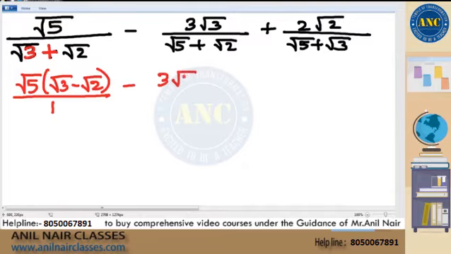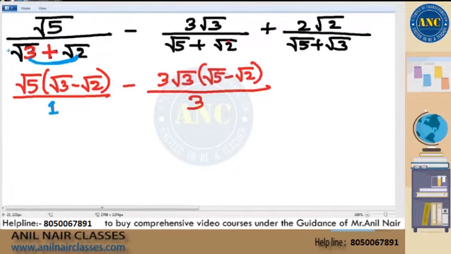Minus, here the numerator is 3 root 3 and it will again be multiplied by root 5 minus root 2. Again check it out. Root 5 into root 5 is 5. Root 2 into root 2 is 2. So 5 minus 2, which is 3. This is nothing but 5 minus 3, which is nothing but 2. Directly you can write the answer. Like that only, if it is there, you can directly subtract.